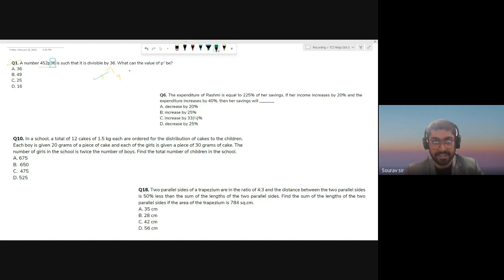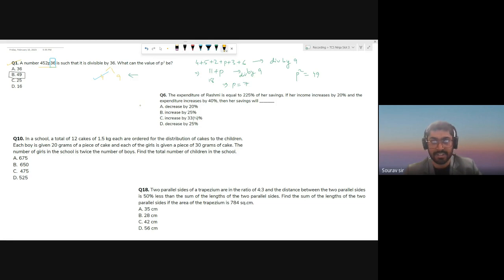Now the only criteria left is divisibility by 9. So we know divisibility by 9, right? It's 4 plus 5 plus 2 plus p plus 3 plus 6. This sum has to be divisible by 9. Then the entire number will be divisible by 9. So what do we get here? We get 20 plus p. Now this has to be divisible by 9. So what is the next multiple of 9 after 11? It's 18. So this implies p should be 7. And they want p square. So p square can be 49. So that means option B is your answer.